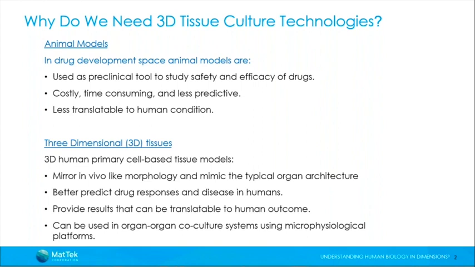There are now emerging technologies that give emphasis on 3D tissues that utilize primary human cells, owing to the fact that it is more representative of tissue morphology and predictive of drug responses in vivo. And to make sure these tissue models represent the in vivo-like tissue, they have to mirror the in vivo-like morphology and mimic the typical organ structure. And they have to also be more predictive of drug responses and disease in humans. These models can provide results that can be translatable to human outcome, and they can be used in organ to organ co-culture systems using the microphysiological systems, which we are going to discuss in the second part of this talk.